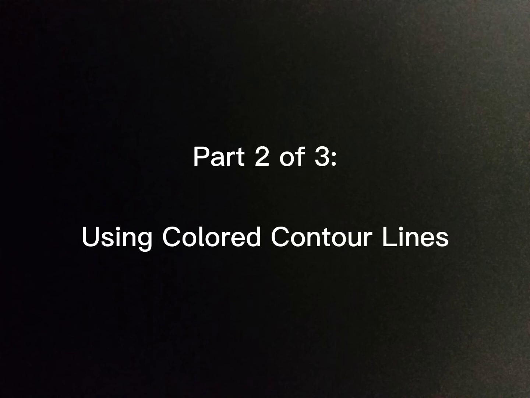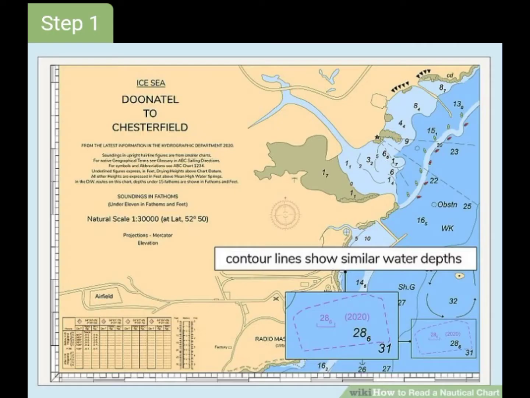Part 2 of 3. Using colored contour lines. Step 1. Follow dotted contour lines to monitor similar water depths. Contour lines are there to give you an idea of what is happening beneath the water's surface. Contour lines, often red, connect similar water depth listings. This has the effect of dividing areas into shallower and deeper waters.